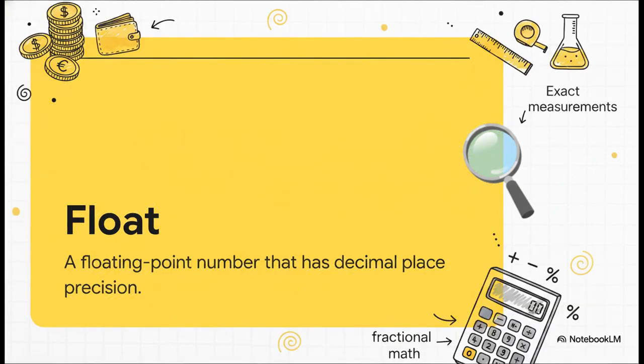But what if you have a decimal? Even if it's just 0.0, you are now working with what's called a float. Floating point numbers give us that necessary precision. You're going to use these anytime you're dealing with money, exact measurements, or any fractional math where just rounding to a whole integer won't cut it.